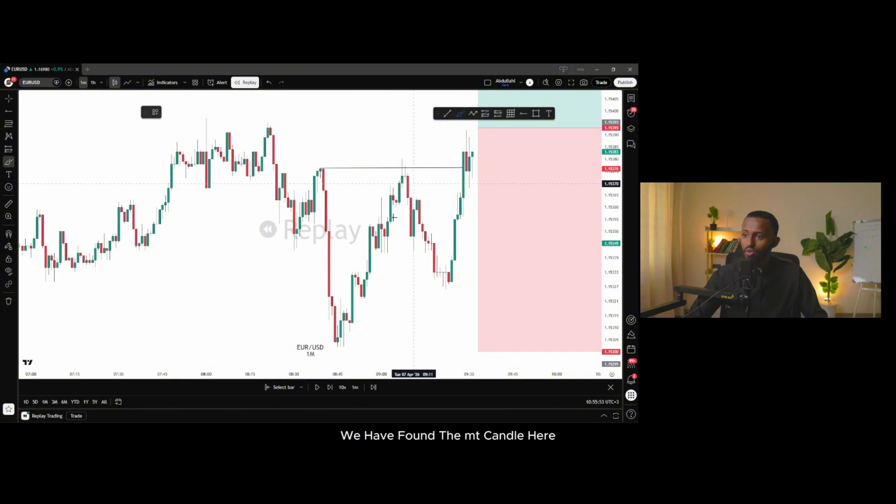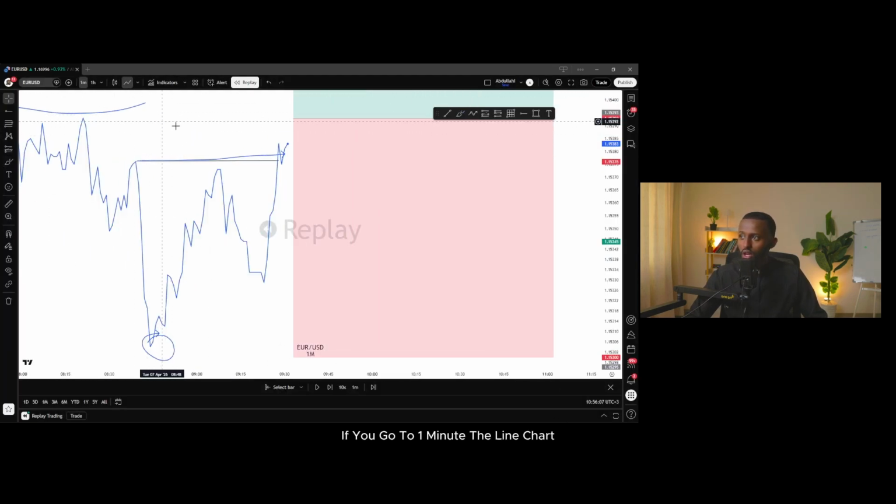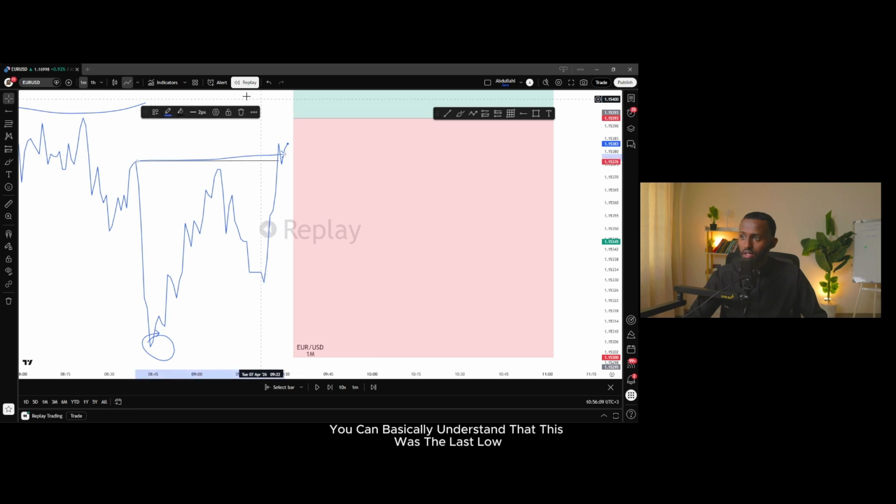we have found the empty candle here. This is the engulfing that we got, and this is the structure that we got. This is the pullback that we had found. If we go to the 1 minute line chart, you can understand that this was the last lower high, lower low, and then the last high low. The lower high has been broken, and we go up back there.